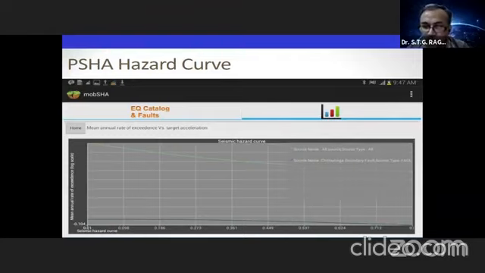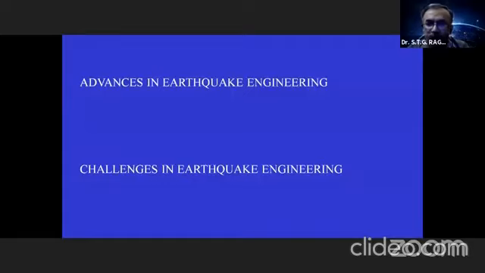This app is going to be released in the Google Play Store. So if you download the previous app, an update will be sent to you, and you can download this to compute your site-specific spectra also. So now I have shown you the seismic hazard map, the current status, and what you can expect in the future code itself.